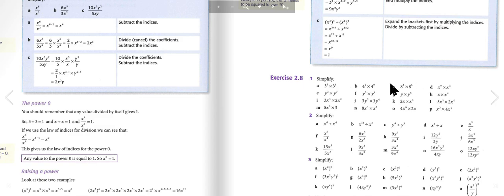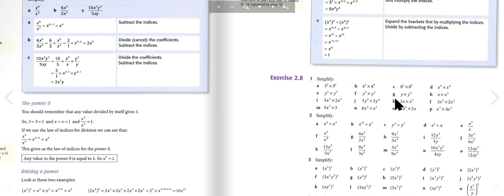y squared times y to the power of 7. y cubed times y to the power of 4. y times y to the power of 5. x times x to the power of 4. 3x to the power of 4 times 2x to the power of 3. 3y squared times 3y to the power of 4.